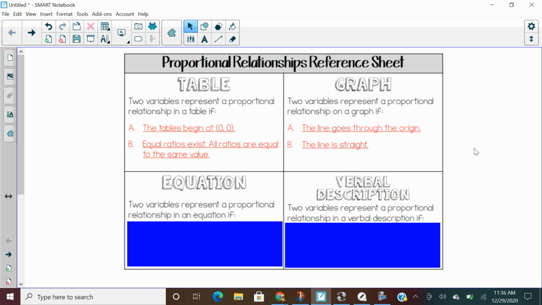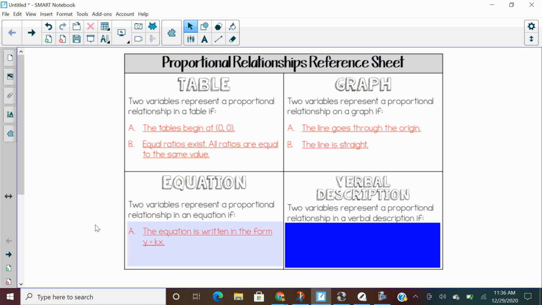Equation. Two variables represent a proportional relationship in an equation if the equation is written in the form y equals kx. So y equals 2x, y equals 5x, y equals 1/2 x. So as long as it's y equals a number in front of x with no addition or subtraction.